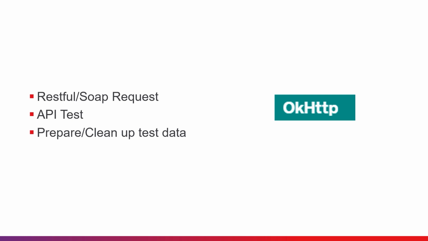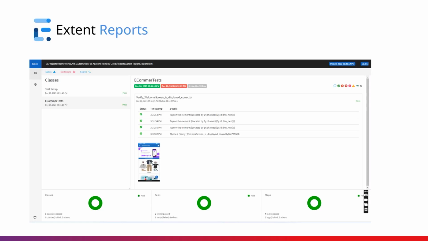In this framework, we use OkHttp3 to execute RESTful or SOAP requests. We can do API testing or use that function to set up or clean up test data in UI testing. Extent Report is used as the report for this automation framework. It can show us detailed information of the test execution clearly. We're also able to review the history of a test case and its detailed test steps. If the test case has failed, we will have a screenshot so that we can investigate the issue easily.